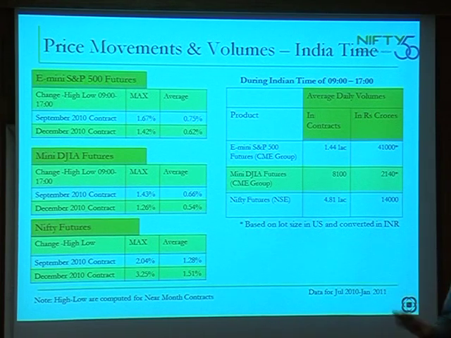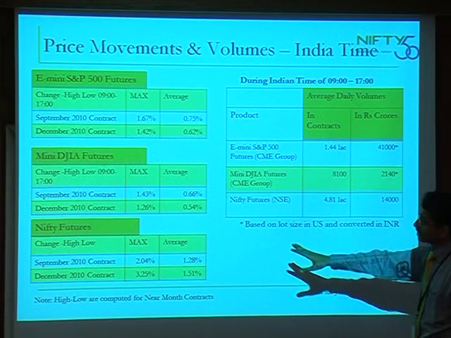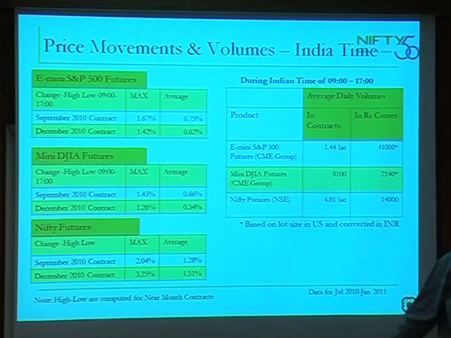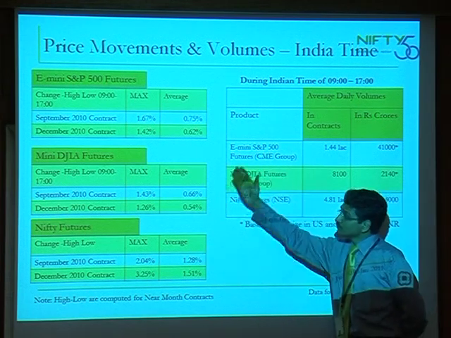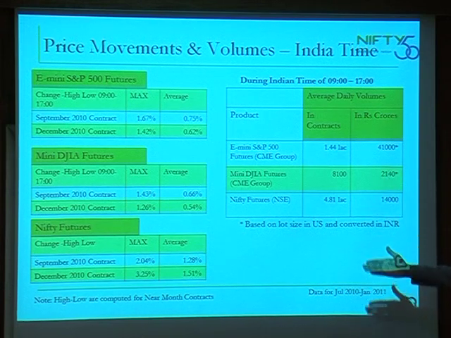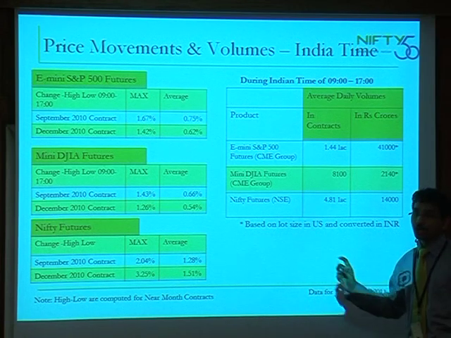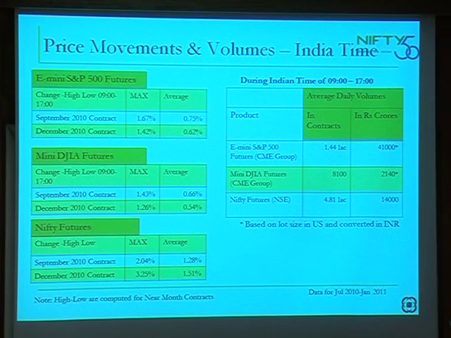We have taken 2 sample contracts for E-mini, E-mini S&P 500 and E-mini Dow Jones, plus we have taken a sample contract for Nifty futures. And we have compared their maximum and average high-low prices during 9 to 5 India time. You can see the percentages. While for Nifty you see a high-low percentage of 2, it's 1.67, 1.43 for the near month contract. In case of CME it would be the near quarter. So even the intraday price movement during India time is quite good.